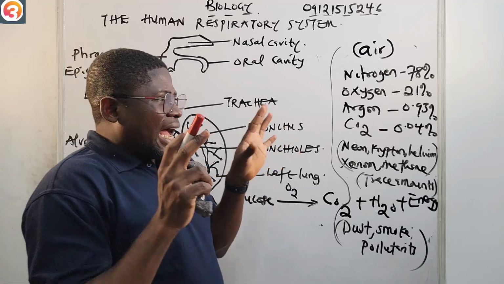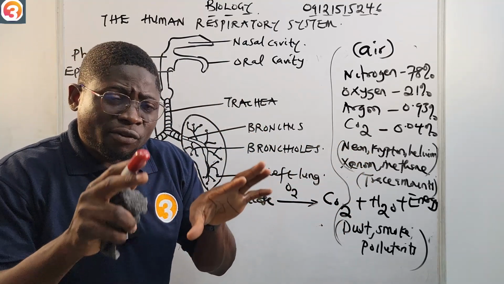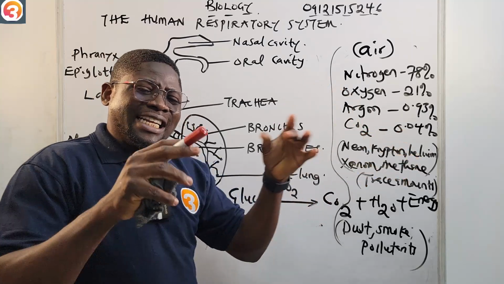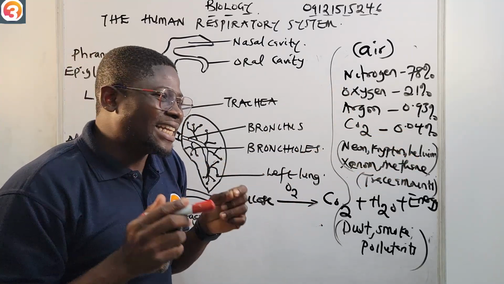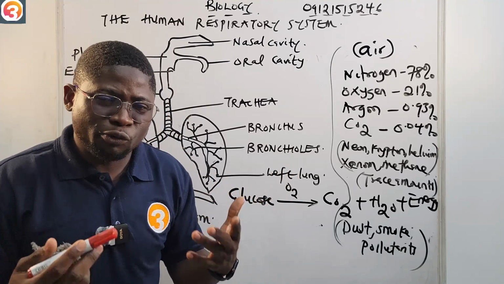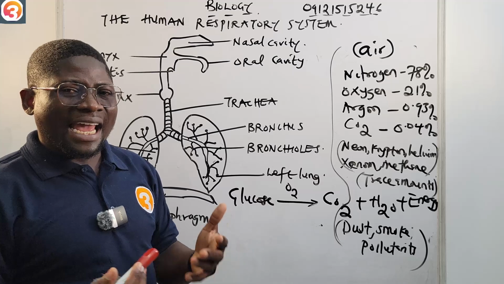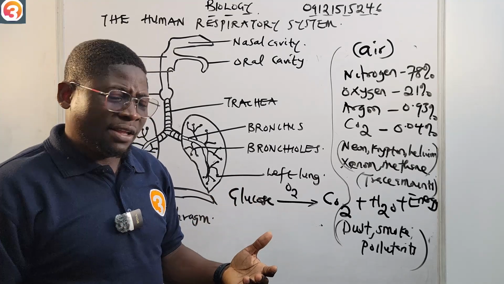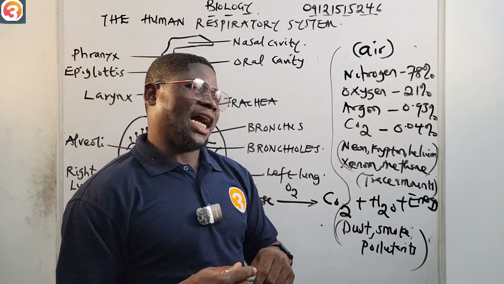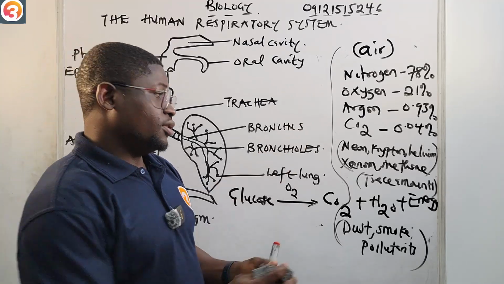So how does the oxygen get into our body? Where is the oxygen coming from first? From the surrounding. And then how does it get into our body? By breathing. Breathing is a physical process in which we take in air rich in oxygen, and then it goes into our body. So these are the composition of air.